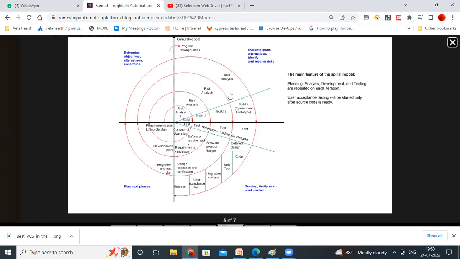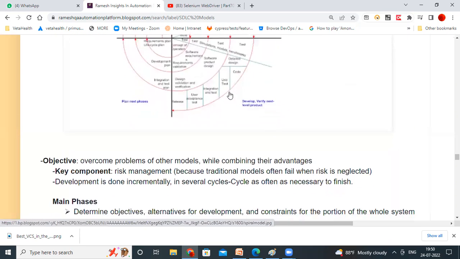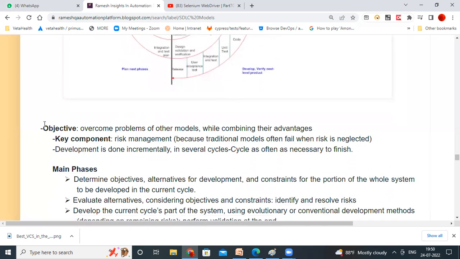So there will be a risk expert for this risk assessment purpose. That's the main advantage here. So the main key component here is risk management. Because in other models there is a risk, but there is no risk expert, but in this spiral model, a separate risk expert will be involved here.